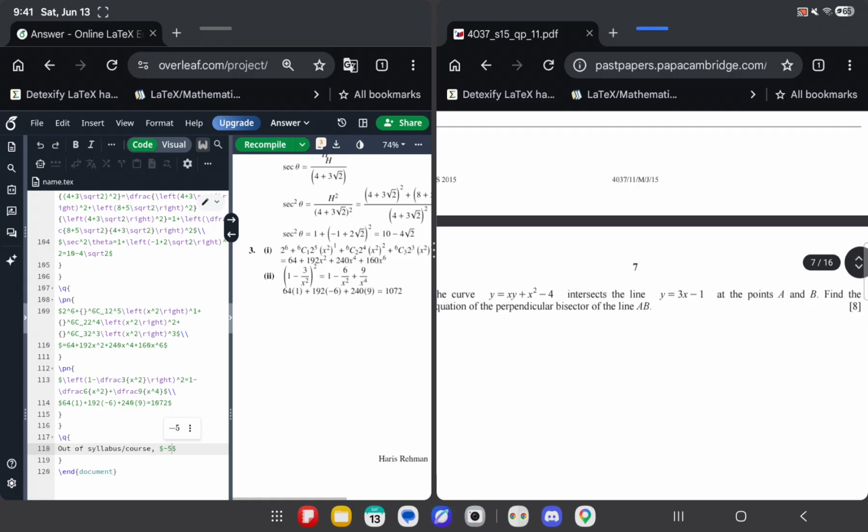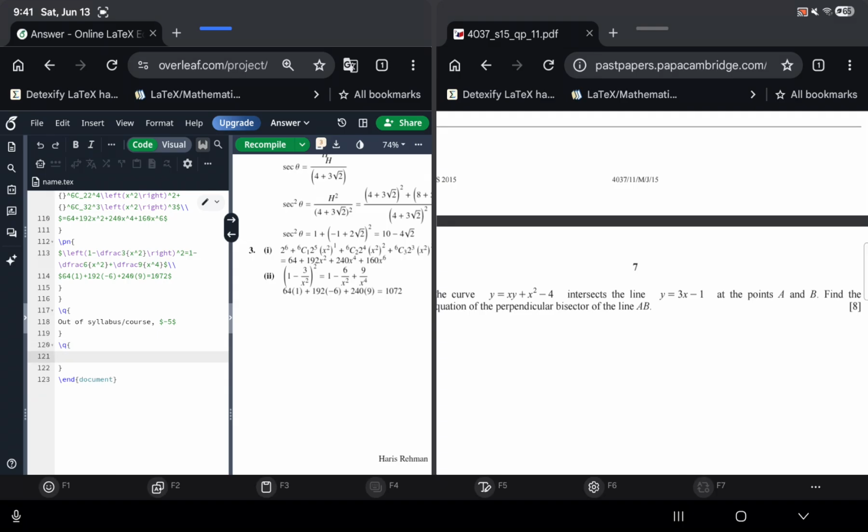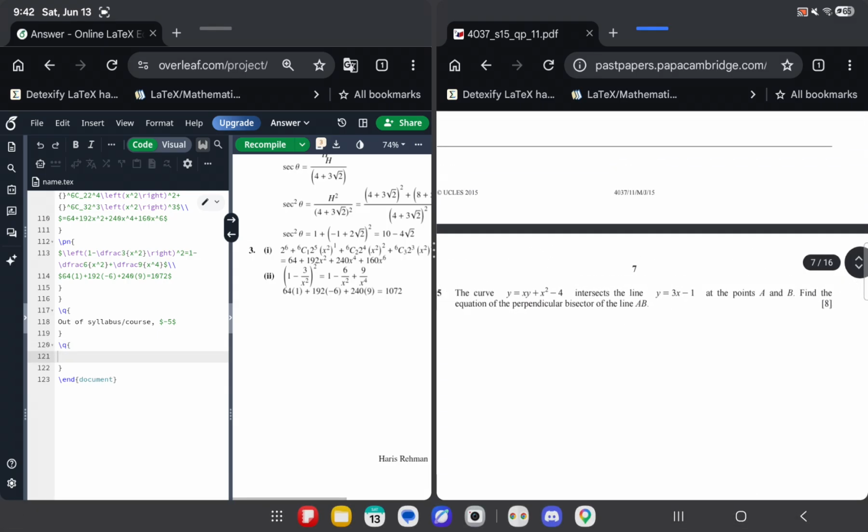The curve intersects a line at the points. Find the coordinate equation of the perpendicular line. Oh my god, I hate this. Once you actually give the paper, you're gonna hate every other form of practice then. I need to solve this.